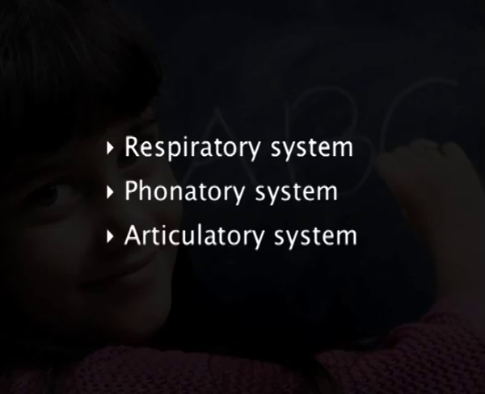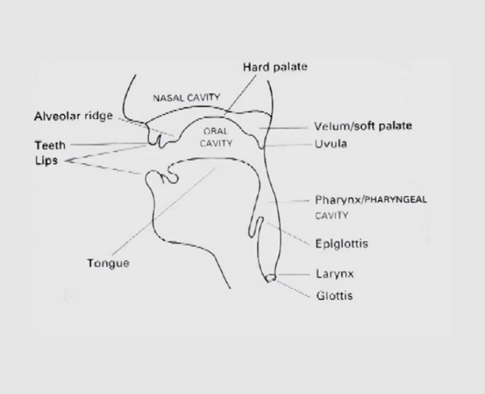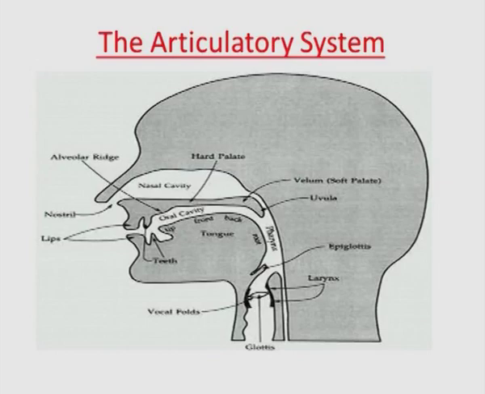Let us study the different organs of our body that are involved in speech production. These organs are set in different systems. First, there is the respiratory system, then the phonatory system, and then the articulatory system. Of all these systems, if we look at the diagram shown on the slide, the articulatory system is more important, because the organs set in the articulatory system are the ones which produce a speech sound. Let us start from where it all begins.